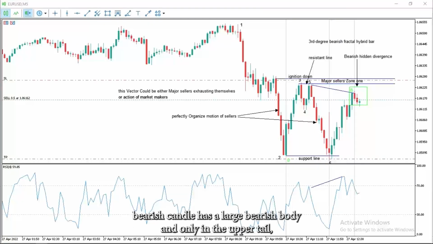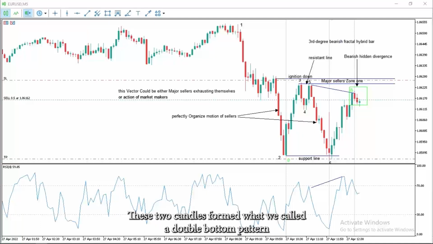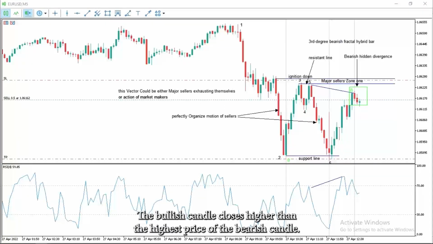1. The bearish candle has a large bearish body and only an upper tail, which represents the first failed attempt by buyers to drive the price higher. 2. The bullish candle has a larger bullish body and a tiny upper tail. 3. These two candles formed what we call a double bottom pattern. 4. Note that the closing price of the bearish candle is the opening price of the bullish candle. 5. The bullish candle closes higher than the highest price of the bearish candle.